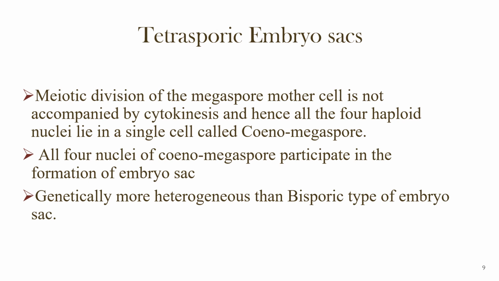Now, tetrasporic embryo sacs, where 4 of the megaspores participate in the formation of the embryo sac. Meiotic division of the megaspore mother cell is not accompanied by cytokinesis. So, in meiosis, 4 haploid nuclei are formed. Since there are 4 nuclei inside one megaspore mother cell, we call it a coenomegaspore. All the 4 nuclei of the coenomegaspore participate in the formation of the embryo sac, which is genetically more heterogeneous than the bisporic type of embryo sac.